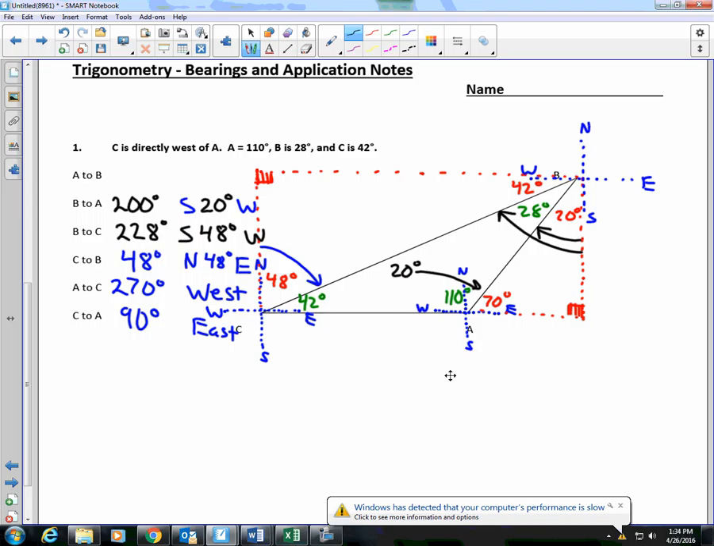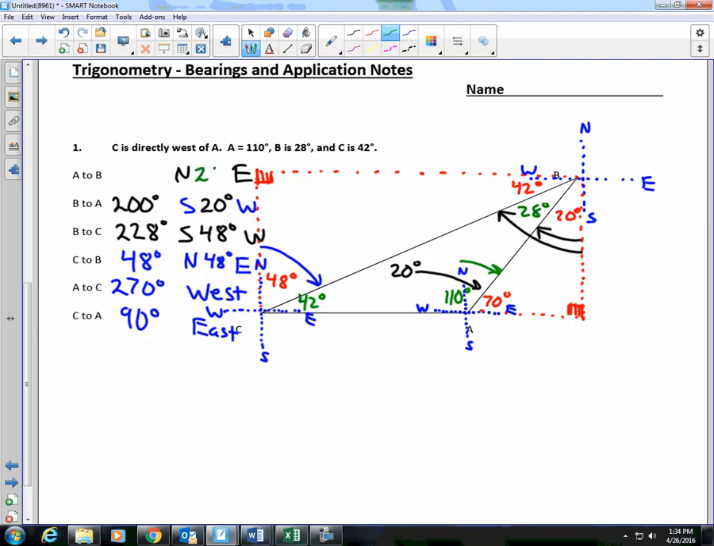So, describe for me with two words, what's the direction I travel to get from A to B? North, east. From north, how many degrees do you turn towards the east? 20 degrees. What is the numerical bearing of north? 0. If you turn 20 degrees past, you make it to 20 degrees.